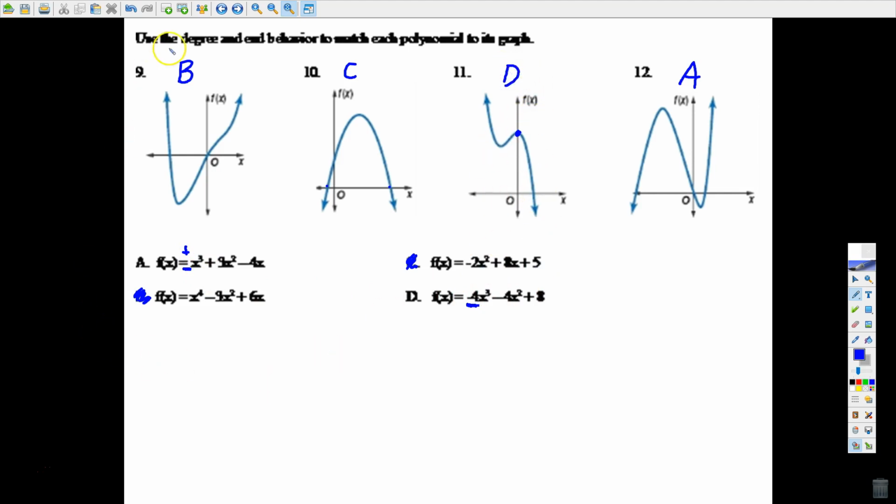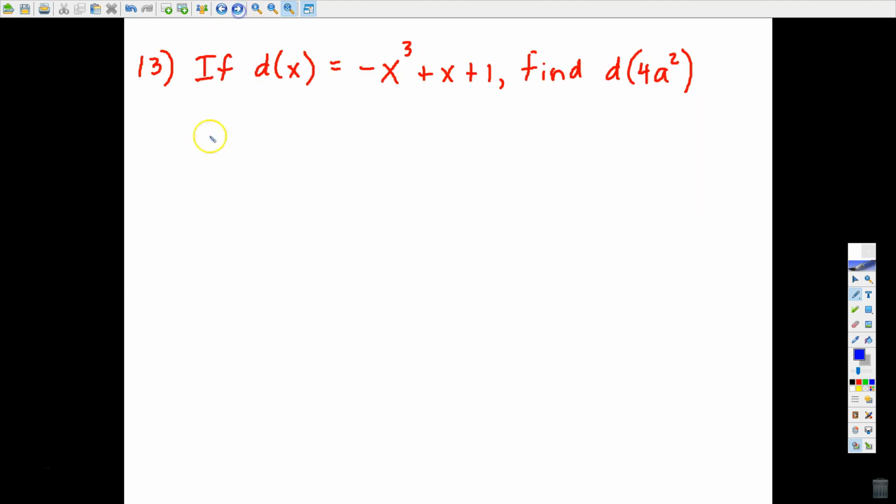So I just want you to get familiar with degrees and behavior, and in general what the general shapes of functions are based on that information. That'll be very important as you go forward. Okay, I hope that helps for those matching problems.